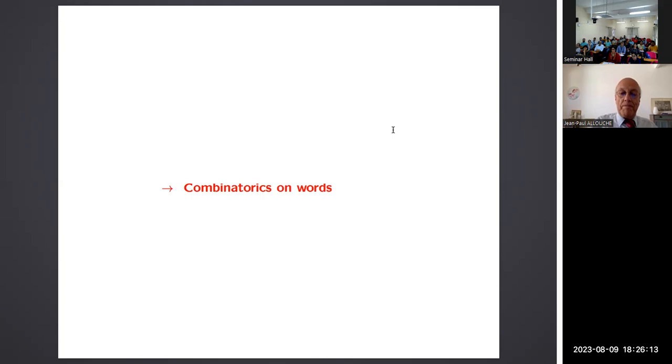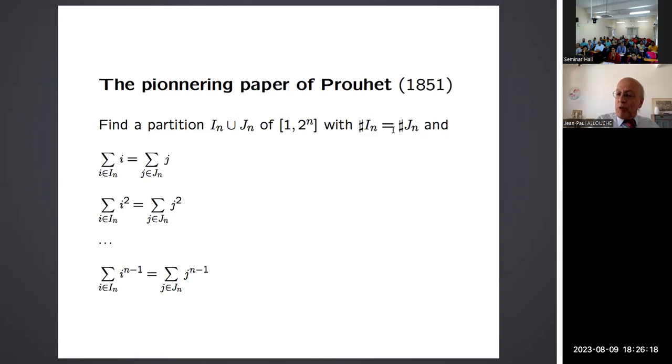Remember, the papers of Thue were published in 1906 and 1912, but it happens that a mathematician called Prouhet published something in 1851, so 60 years before, where he asked the following question. It was a short note in the Comptes Rendus de l'Académie des Sciences. Prouhet was French, and the note is half a page. I mean, it's very short.